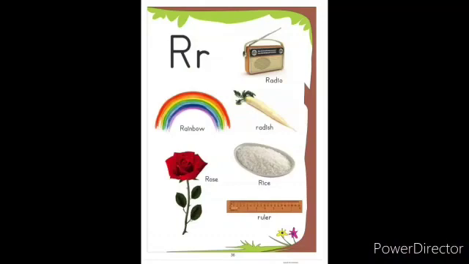This is alphabet R. The sound of alphabet R is R. Capital R, Mama R. Small r, baby R.